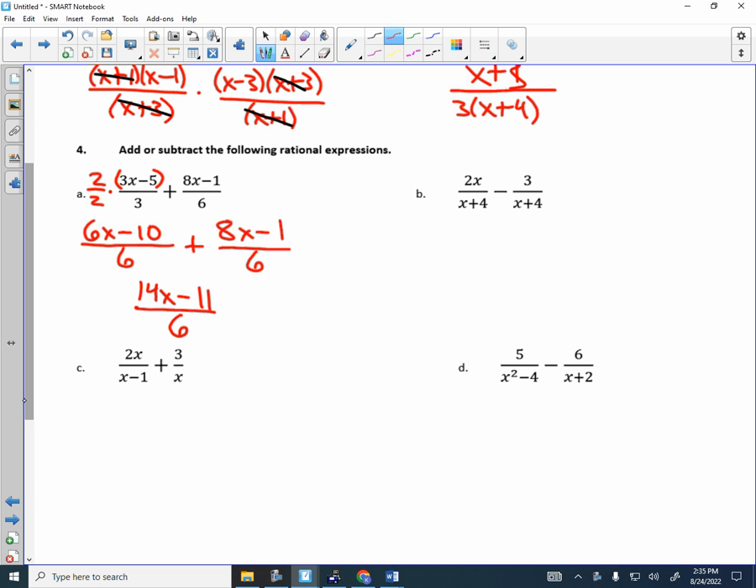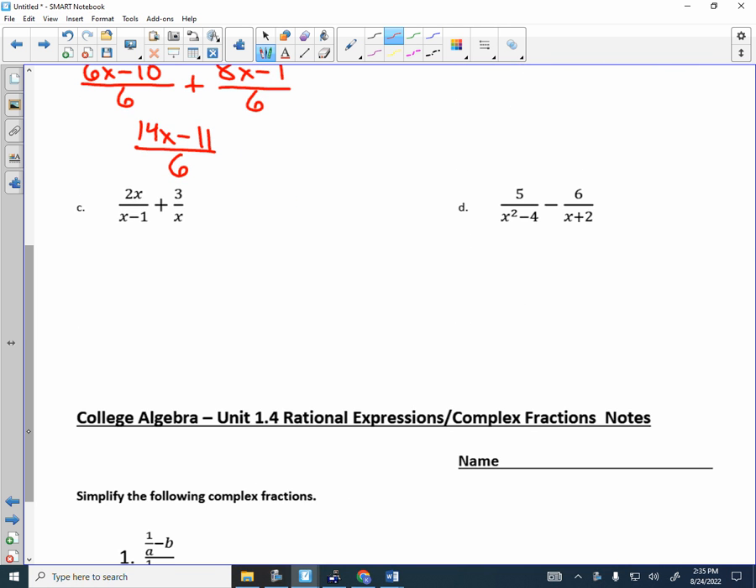Letter B, you see that instead of a number in the denominator, I have an expression that involves a variable. I will simply combine the top to be a 2x minus 3 all over x plus 4. In the bottom, letter C, you can see that they are almost the same. In order to make them the same, I can just subtract 1 from the top and the bottom.